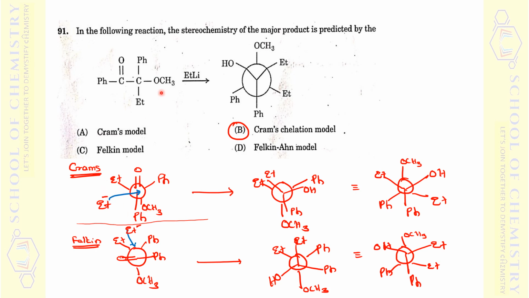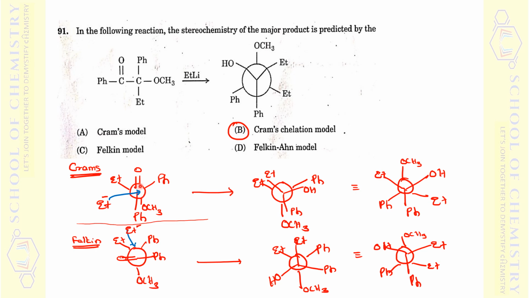And then the nucleophile, in this case Et Li, Et minus, will be attacking the carbonyl from the side of the smaller group. Between Et and Ph, this Et is smaller, so the attack will happen from this Et side, right? So now the resultant: this Et is coming along with this Et, so they'll be in eclipse conformation.